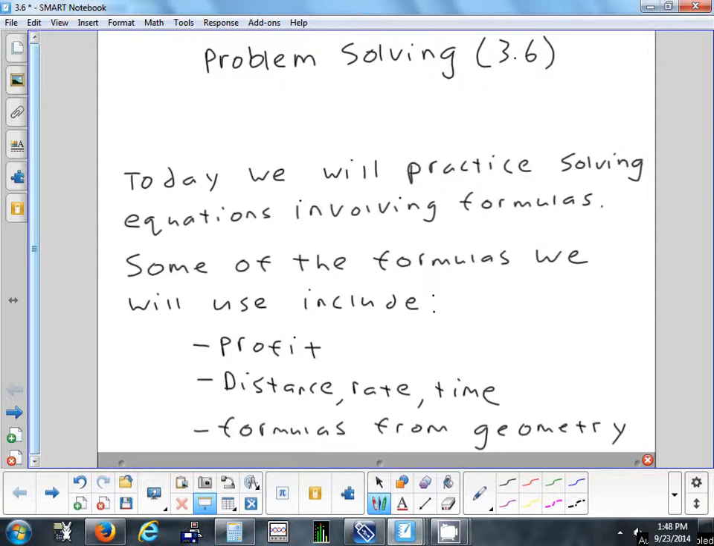A formula from geometry. Has anybody ever done any of these before? Maybe the geometry one, I'll show you what it is. It's going to have to do with a box. But distance, rate, and time, a couple people have done.